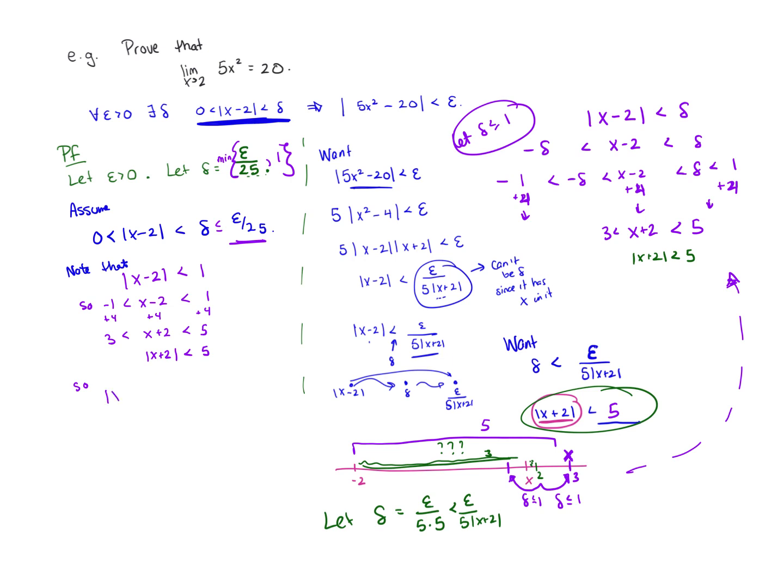So the absolute value of x minus 2, which is less than epsilon over 5 times 5, is less than epsilon over 5 times x plus 2. I'm making the denominator smaller here, so I'm making the whole thing bigger. Then, multiplying across, we get 5 times the absolute value of x minus 2 times the absolute value of x plus 2 is less than epsilon. So the absolute value of 5x squared minus 20 is less than epsilon, which is what we wanted to show.